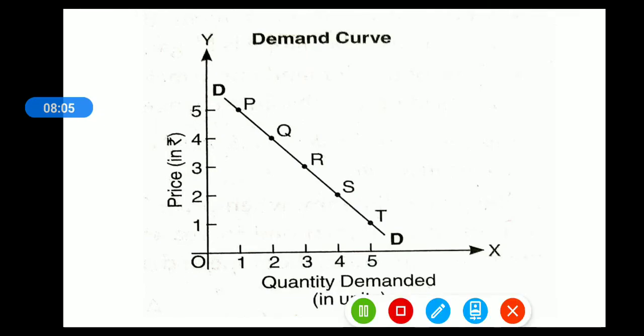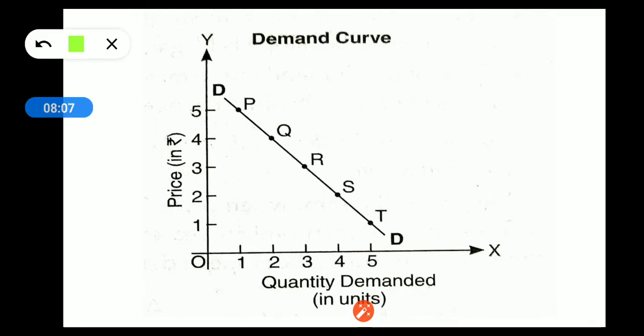Now this is the demand curve. This is your demand curve, meaning we have drawn the demand curve of that schedule. So demand curve is the curve which shows the relationship between price and quantity demanded. So what is demand curve? Demand curve is a curve which represents the relationship between price and quantity demanded. It shows the various combinations, various quantities which are demanded at different price levels. So this is the demand curve here.